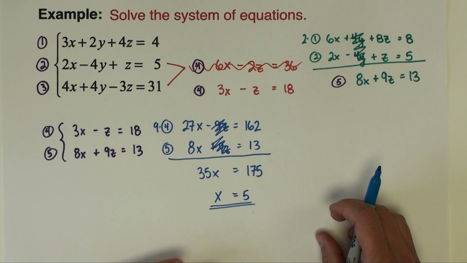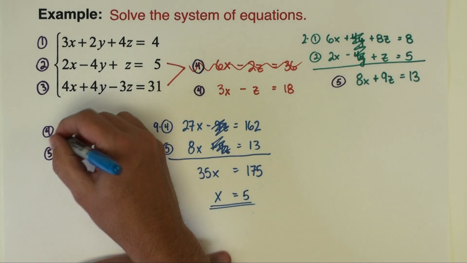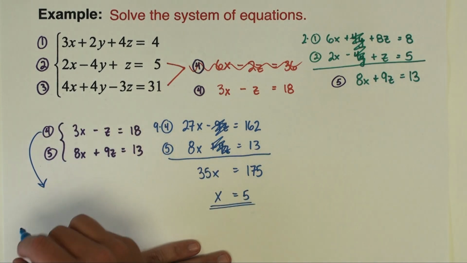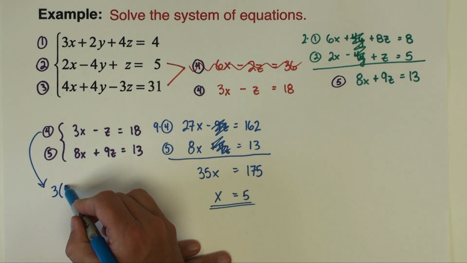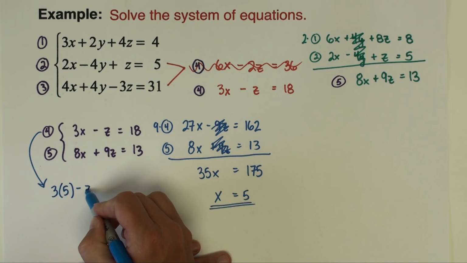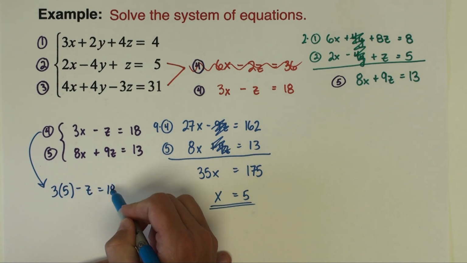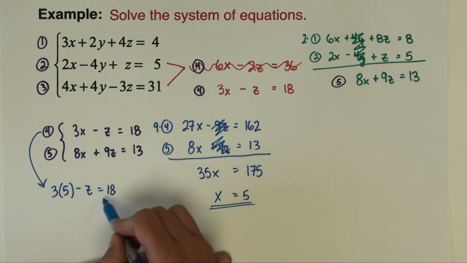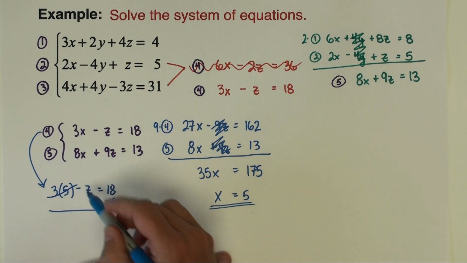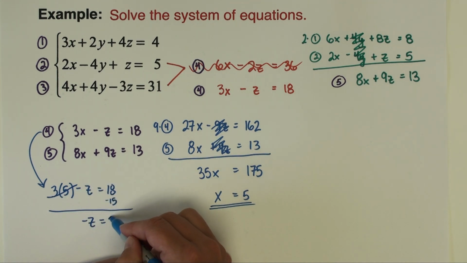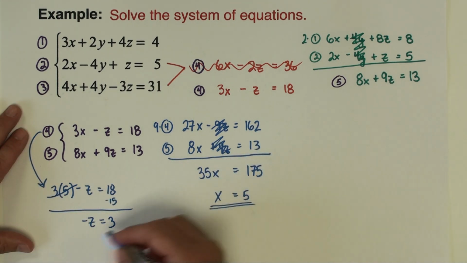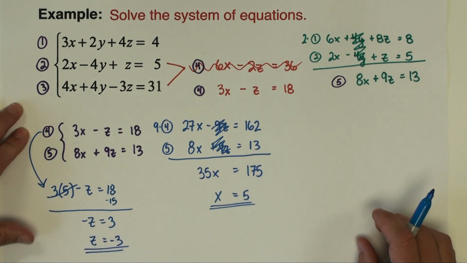Okay, now we need to find z. I'm going to take this top equation, number 4. I'm going to say 3 times 5 minus z equals 18. 3 times 5 is 15, so subtract 15. I get negative z equals 3. So z equals negative 3.